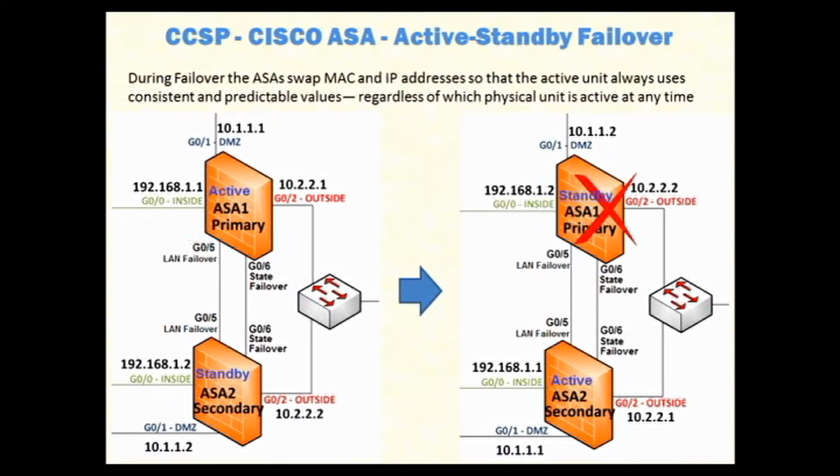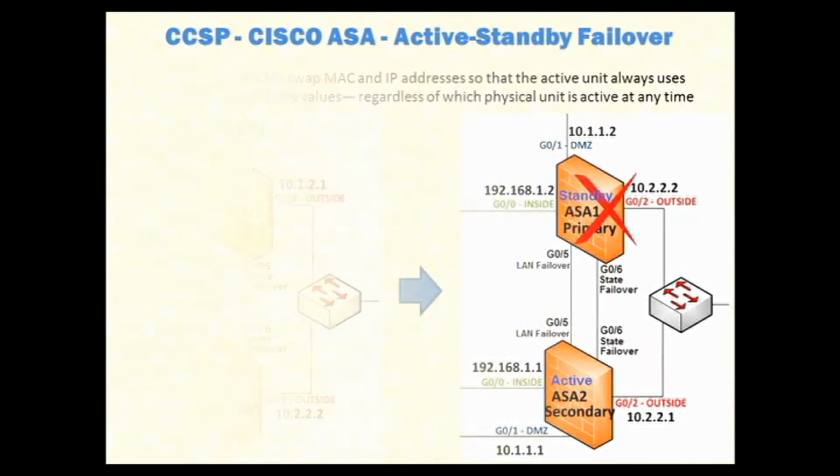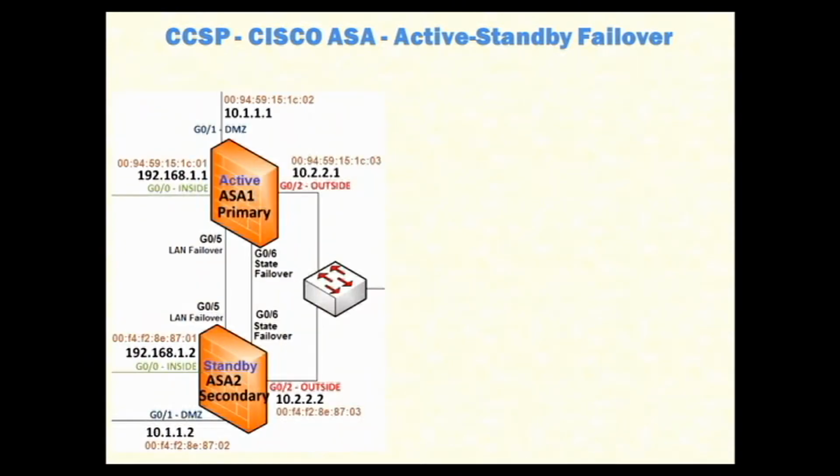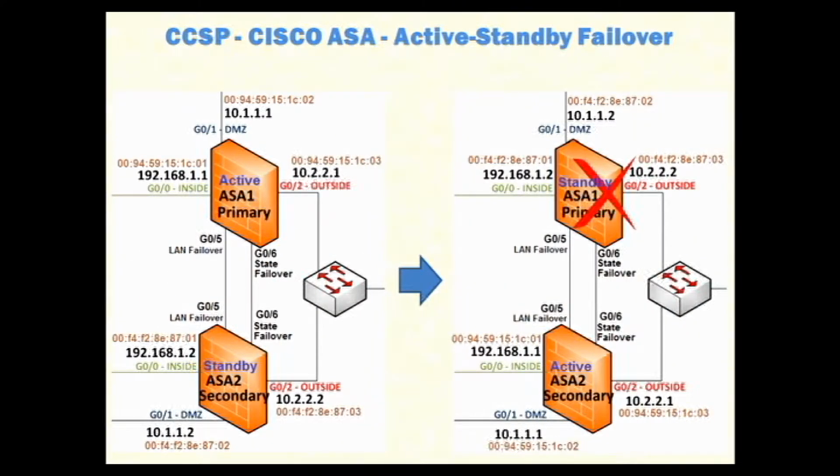If a failure is detected on the active unit, in this case the primary unit, the two ASAs effectively swap roles. So the secondary becomes active and the primary becomes standby. The ASAs not only swap the roles but also swap the IP addresses and MAC addresses.